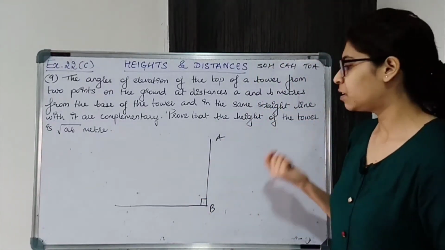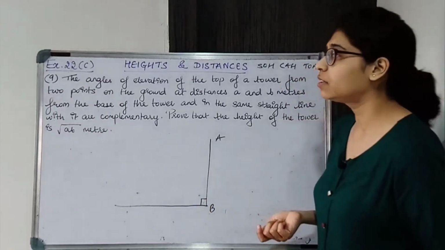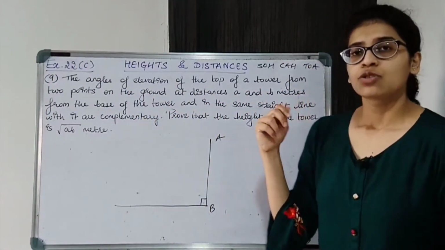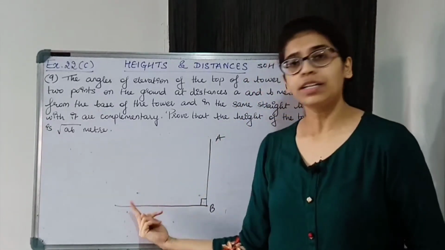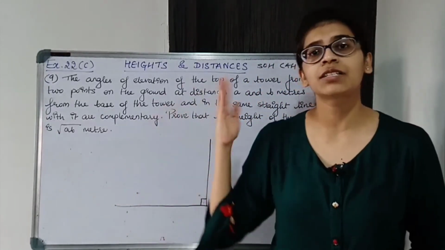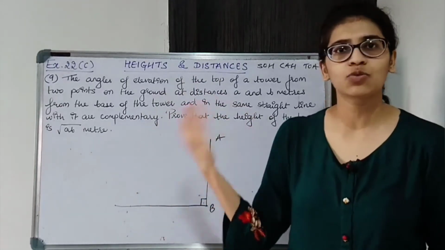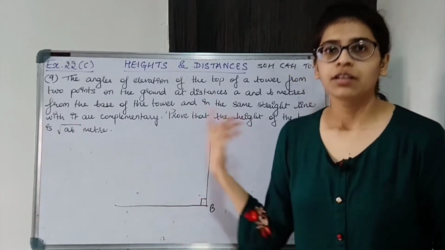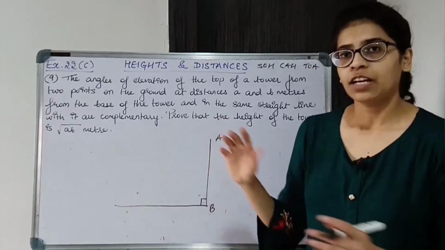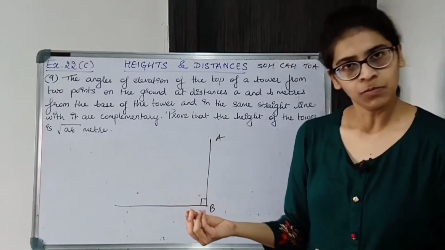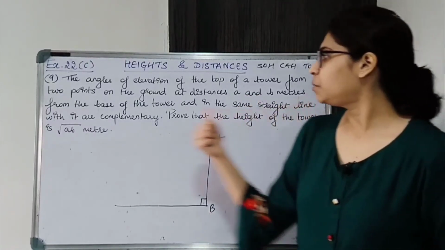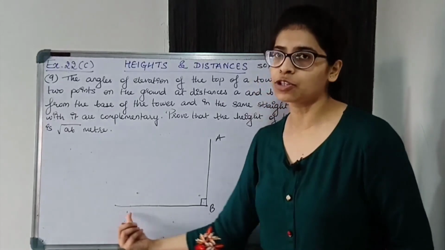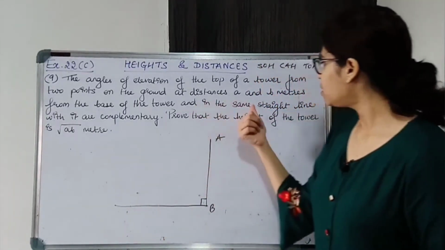Now there are 2 points on the ground at distances A and B meters. So 2 points on the ground and both distances are given, one is A meters, another one is B meters. Which one is A, which one is B, we don't know. Whether the greater distance is A or the smaller distance is A, we are not given that. So you can take randomly. So distance is A and B meters from the base of the tower. So from the base of the tower, we are going to consider 2 points on the ground. Okay, and in the same straight line.